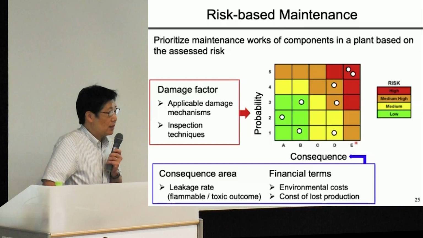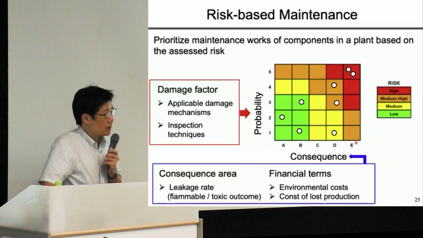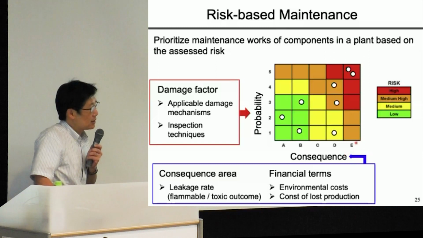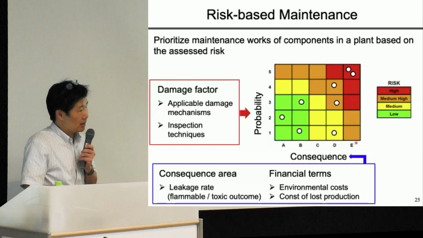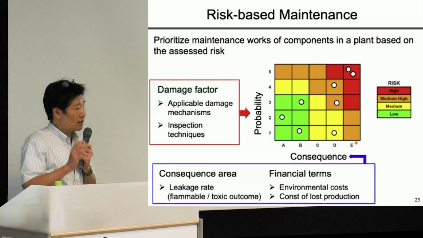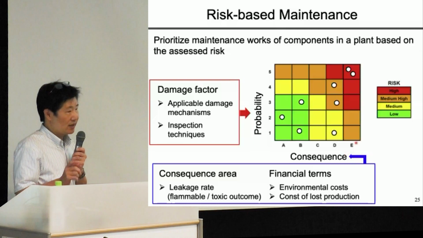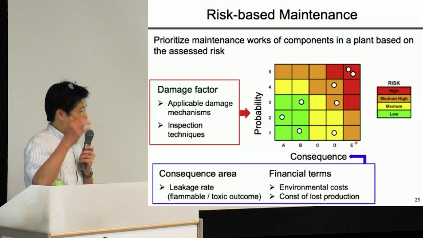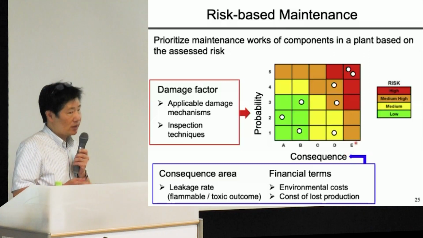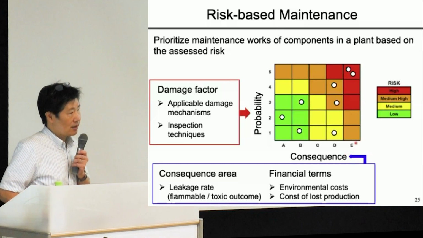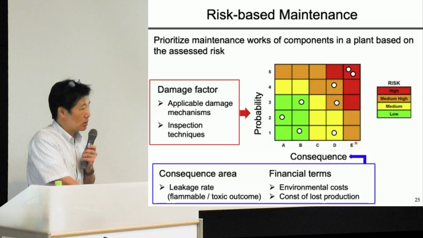As Professor Nicola Murray mentioned yesterday, there is a trade-off for maintenance activity. If we do a lot of maintenance work, we can decrease the probability of failure, and we can avoid accidents. But it requires a lot of cost.